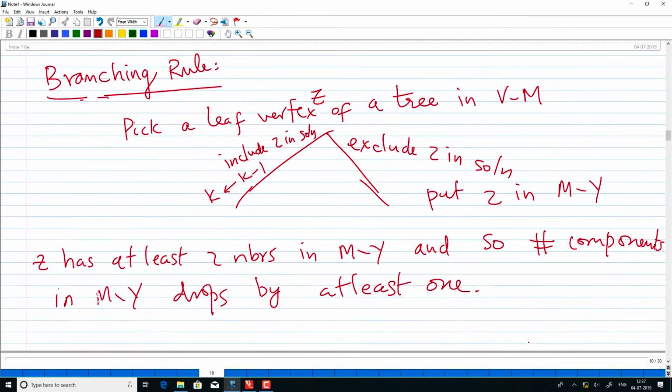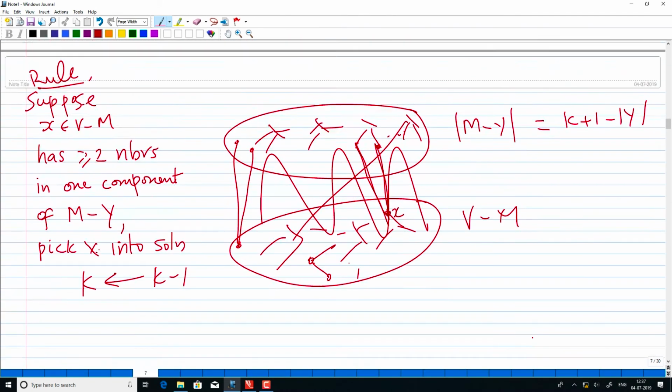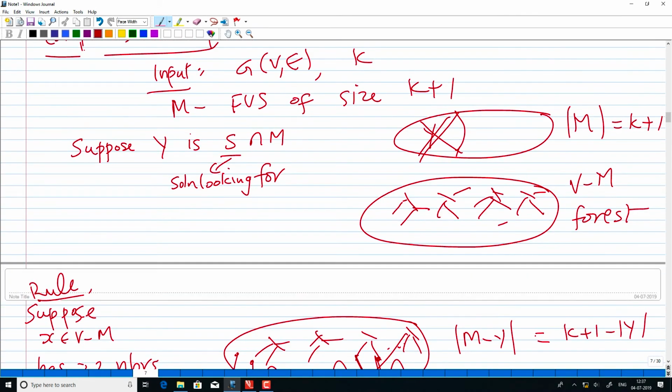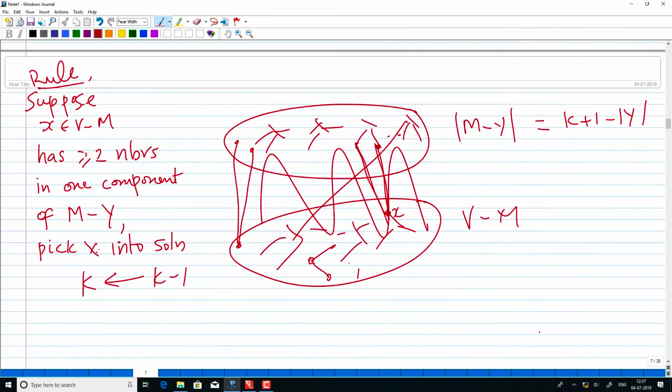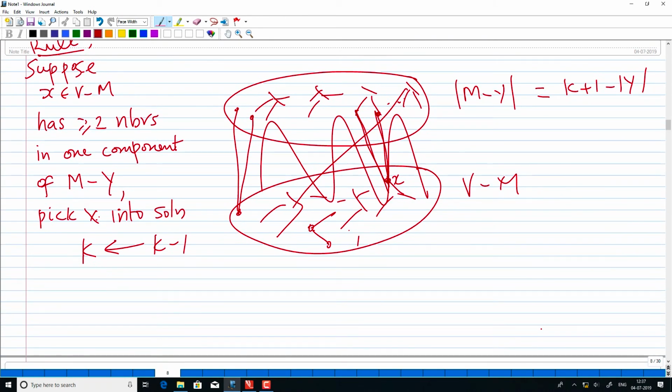Right? So let me just go over it again carefully. Once you fix y into my solution, I have a problem of a forest up here, and you want to cover all the cycles across by picking vertices from here. How many vertices am I allowed? K minus cardinality of y, because I already picked y. So this is one rule.